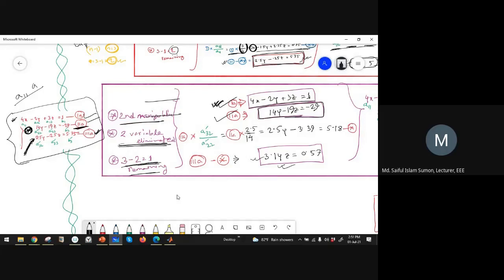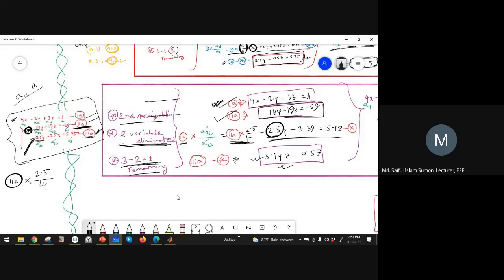Based on this equation number 2a, if I simply multiply this 2a with 2.5 and divide it by 14, then ultimately the coefficient of y will be 2.5. Then I am going to get something like this, where the coefficient of y will be 2.5. And you can see in 3a the coefficient of y is also 2.5.